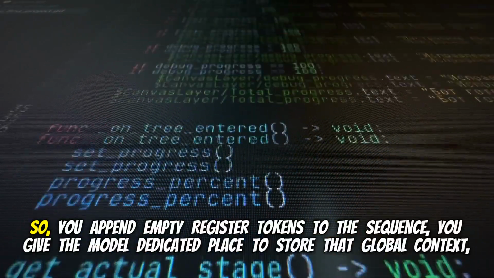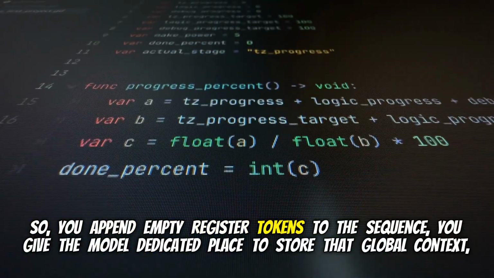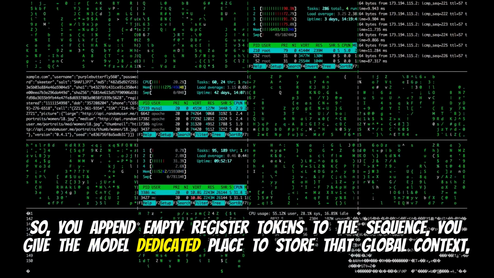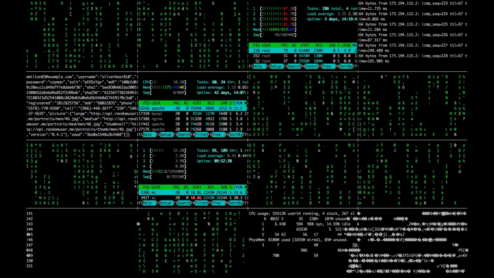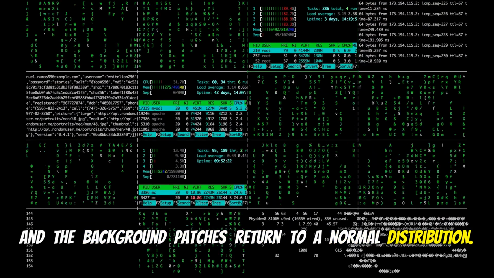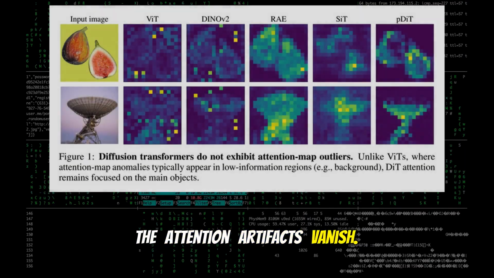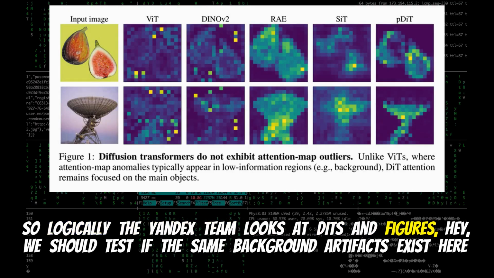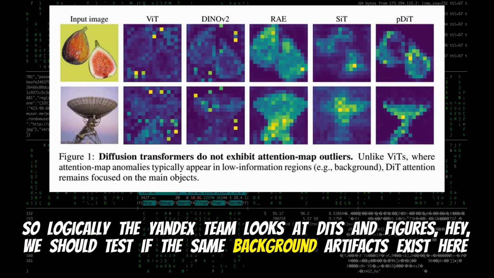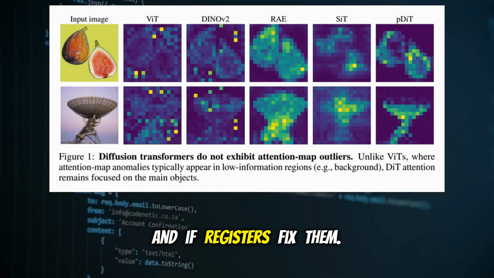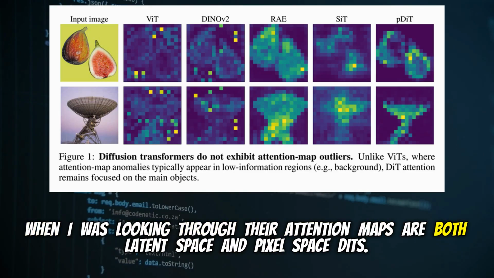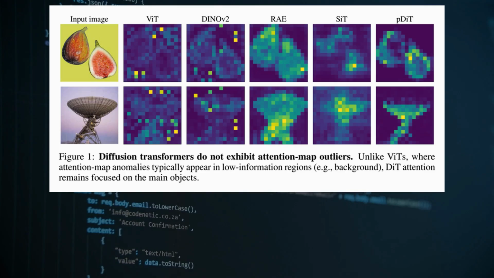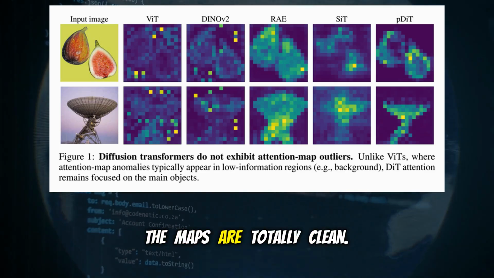Exactly. So you append empty register tokens to the sequence, you give the model a dedicated place to store that global context, and the background patches return to a normal distribution. The attention artifacts vanish. So logically, the Yandex team looks at DiTs and figures, hey, we should test if the same background artifacts exist here and if registers fix them. And this is the crazy part. When I was looking through their attention maps for both latent space and pixel space DiTs, I couldn't find the artifacts at all. The maps are totally clean.